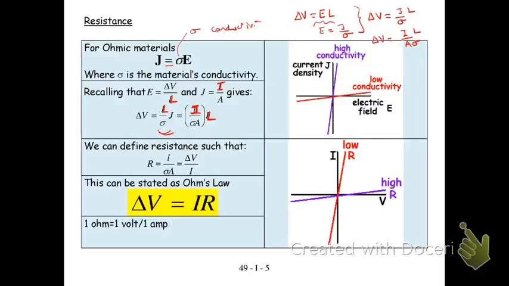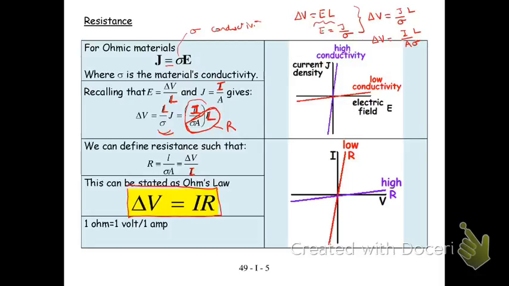So we can define a resistance, and my resistance is equal to sigma A over L. So I define that as R. So I end up with R is equal to delta V over I. Or, Ohm's law, you've got to know this. This is just going to keep coming up, coming up, coming up.